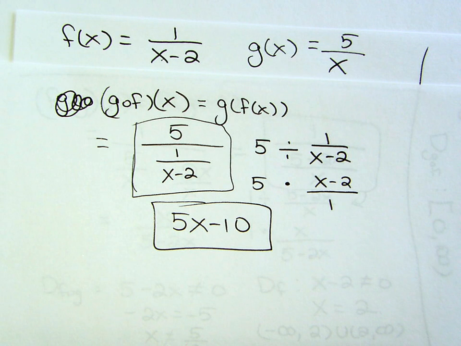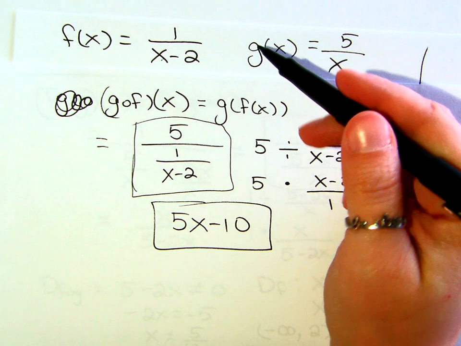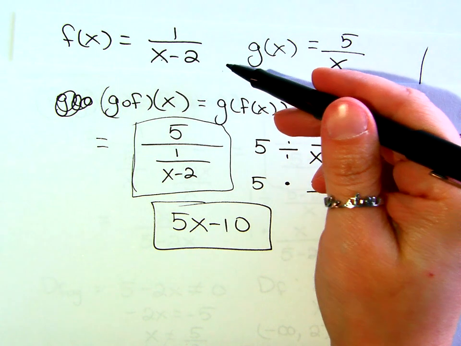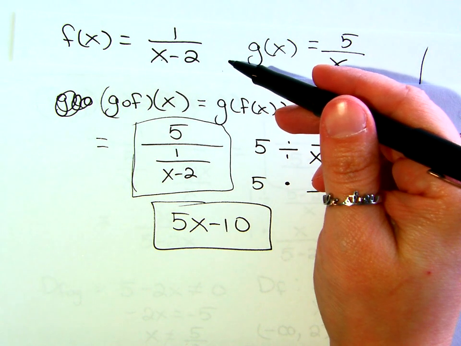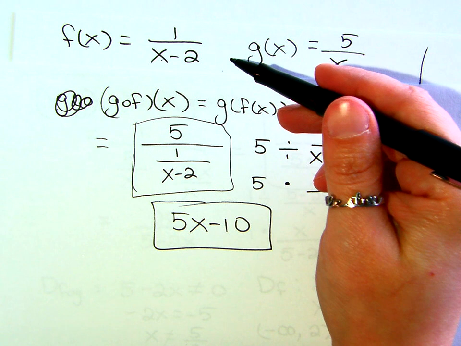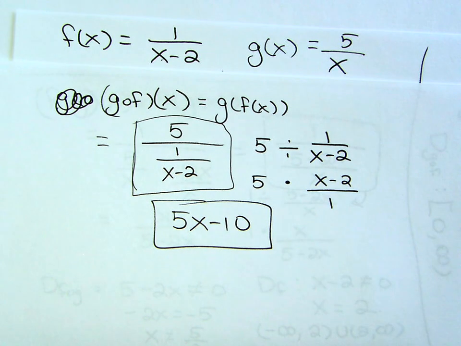Is there anything I'm not running in there? Huh? 2. If I had 2 in my f of x function, it causes a problem. So 2 didn't lie in the domain of f. And if 2 doesn't lie in the domain of f, then I can't run it through my machine, which means it can't lie in the domain of g of f. Okay? So that's the only spot I have to take out, because I can't run it through that machine. And there's no new problems with this function. There's no new ones that come out.